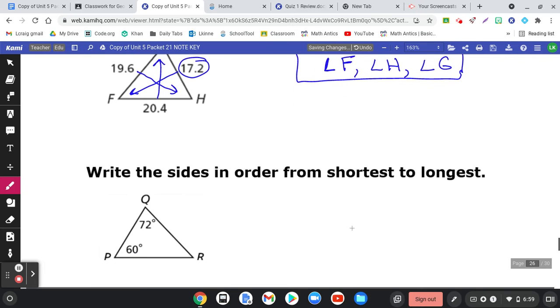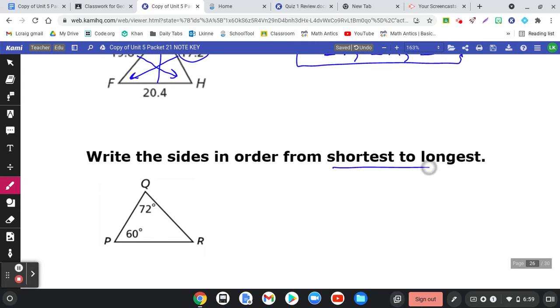All right, write the sides in order from shortest to longest. Again, look at your angle measures. We have 60 and 72. Let's add them together, and we'll do 180 minus 132 to figure out what angle R is. It's asking us for the sides in order from shortest to longest. Be careful, they'll sometimes do it the other way.